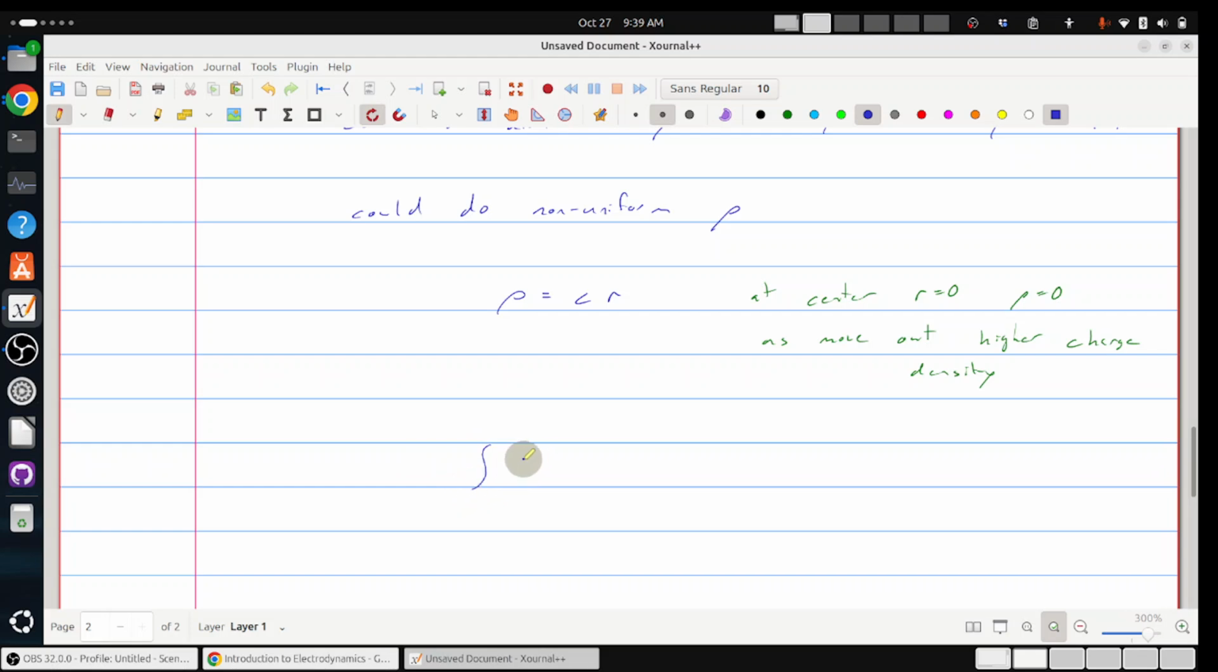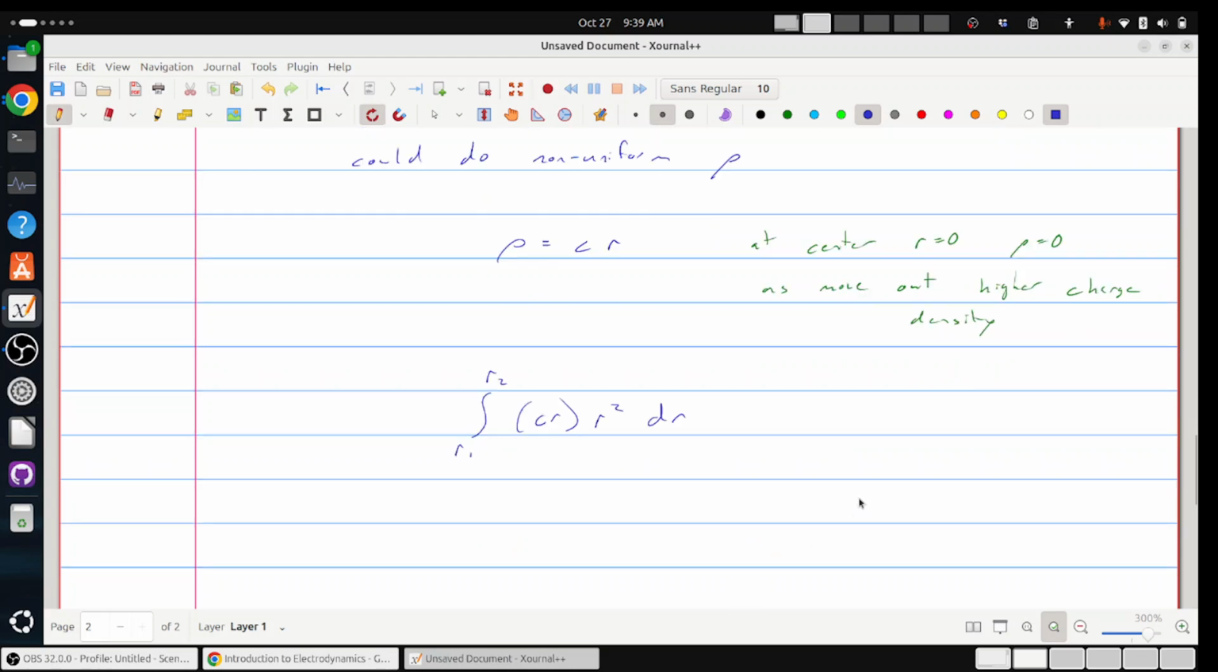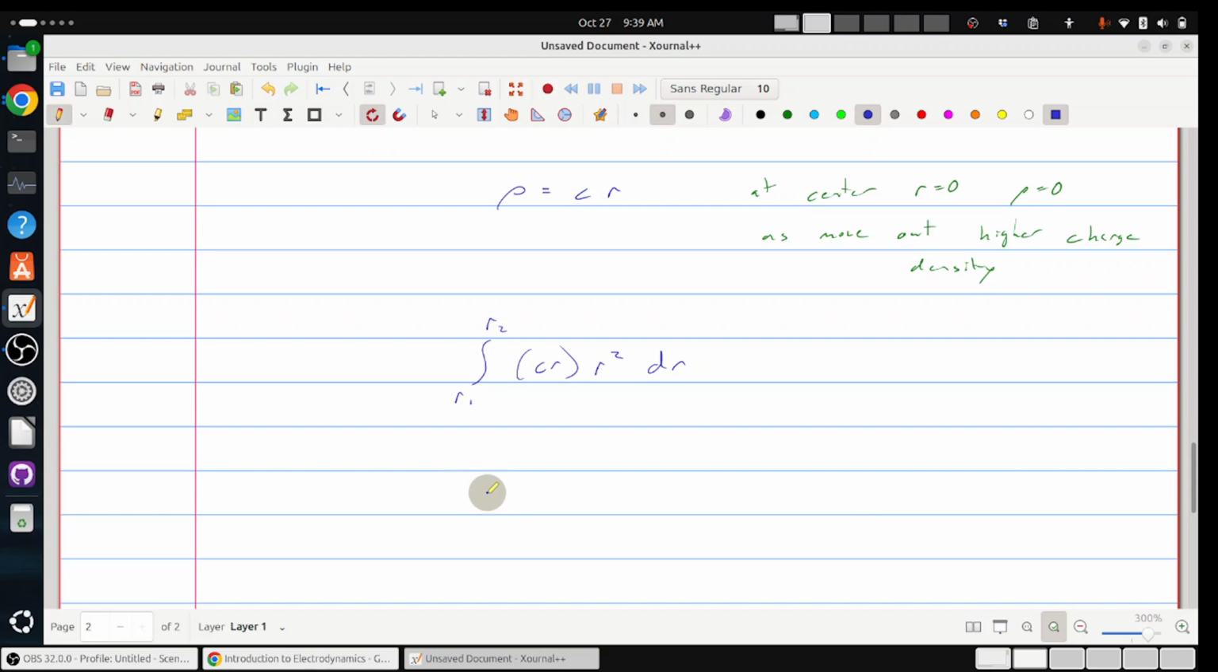So the integral of C r times r squared dr from r1 to r2. Well, in this case, I've got basically the integral of C r cubed dr. And so that's going to give me C over 4 r to the 4th evaluated over r1 and r2.